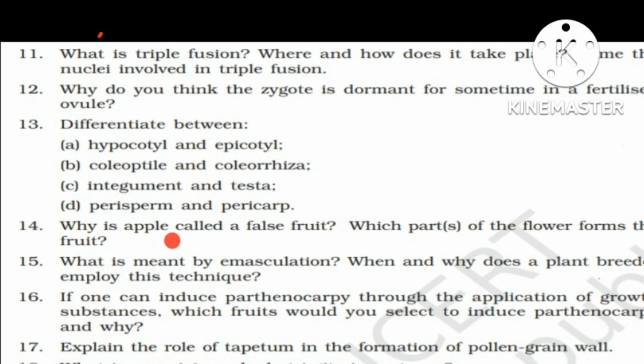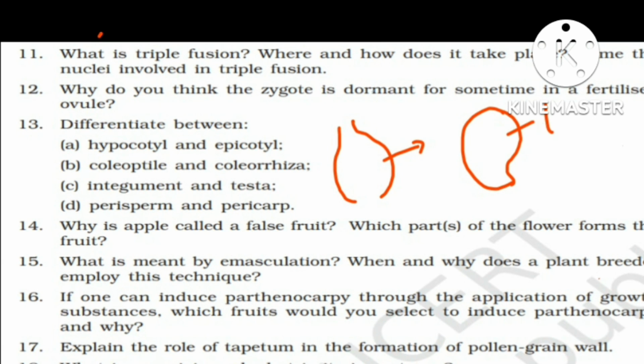Why is apple called a false fruit? Which part of the flower forms the fruit? Now usually when the ovary becomes the fruit, like in mango, then they are called true fruits. Below the ovary, there is a tissue which is called thalamus.